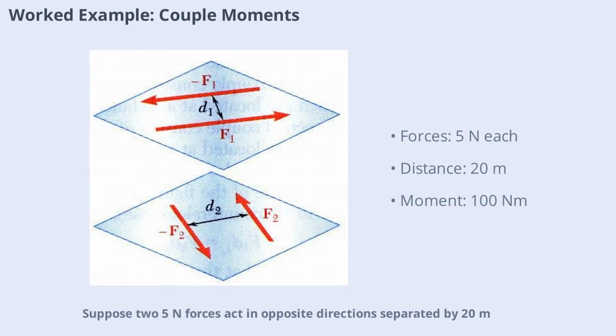Suppose two 5 N forces act in opposite directions, separated by 20 m. The couple moment is 5 N times 20 m equals 100 Nm. If the forces are reversed, the moment changes sign but the magnitude remains the same. This calculation is essential in designing gears, levers, and rotating machinery.